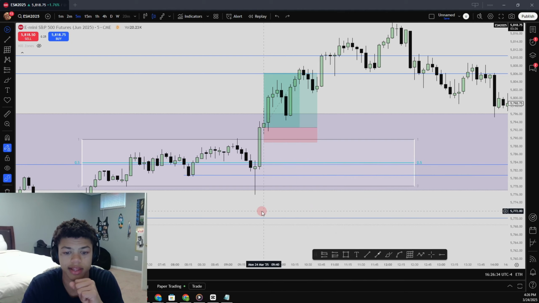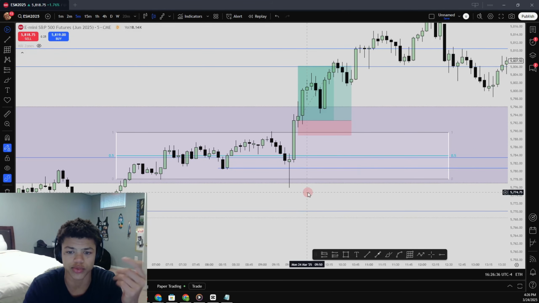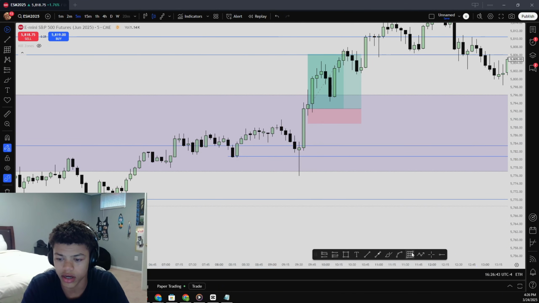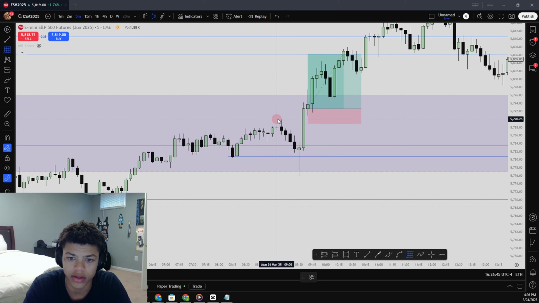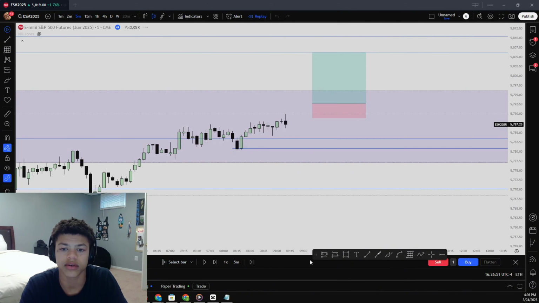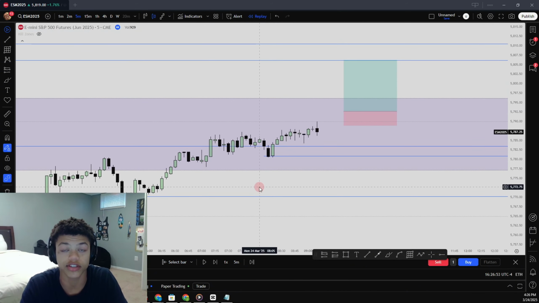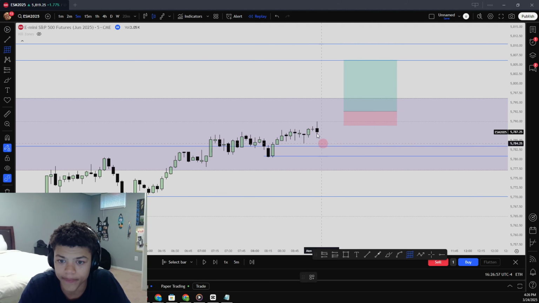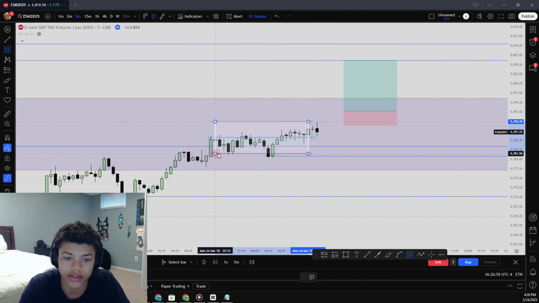Okay, now we gotta identify structure, because what else do we need? A breaker structure. So we just marked our minor high and minor low from right here. And we can even go back in replay mode for this, just to show you guys what I was seeing in the exact moment of time. High to our minor low.